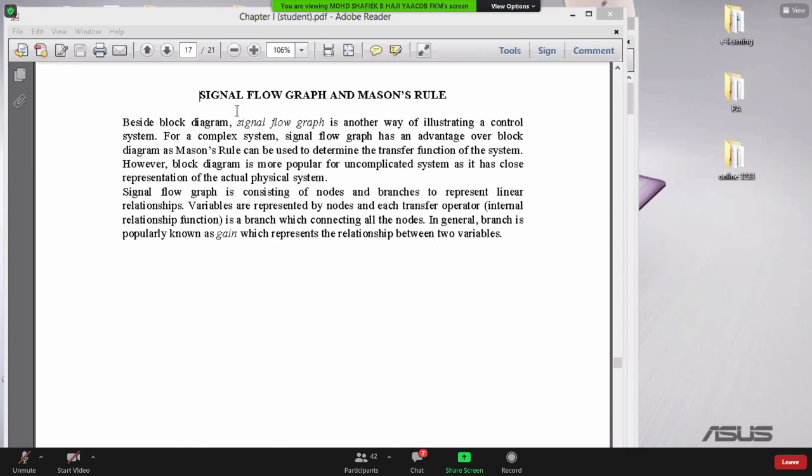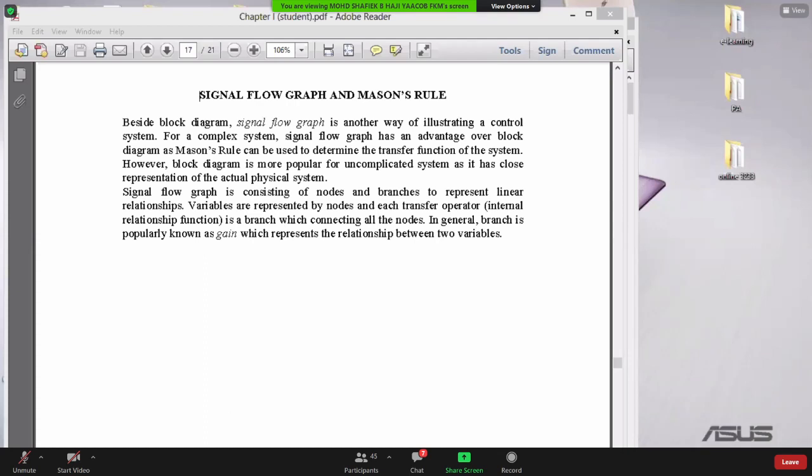But before that, you need to transform the block diagram into a signal flow graph. And then once you have done that, we can use Mason's rule to obtain the transfer function. So what is a signal flow graph? A signal flow graph just consists of nodes and branches instead of blocks and branches.